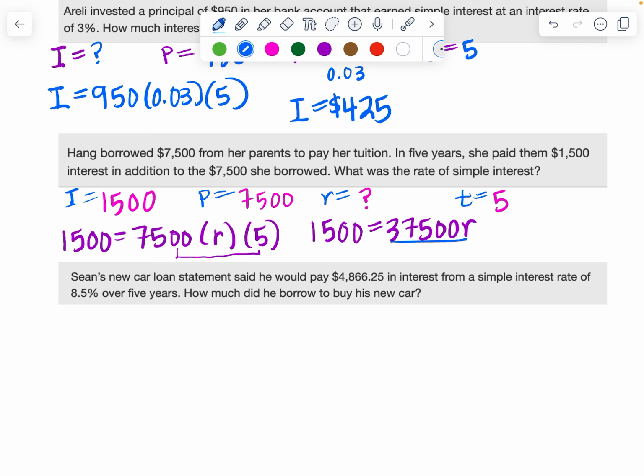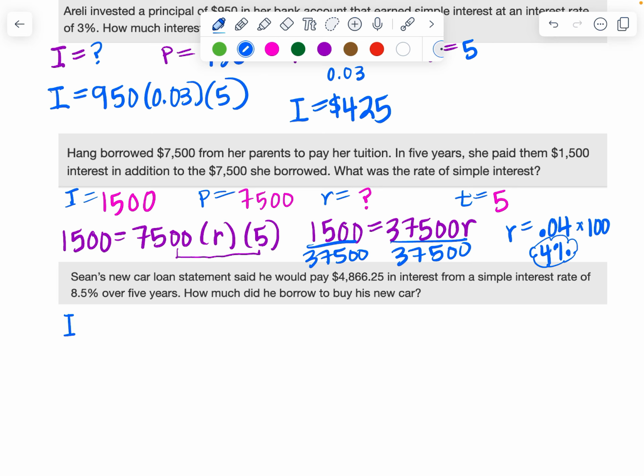So to finish this off and get R by itself, we'll divide both sides by 37,500. And we would get that our rate is 0.04. But we want that as a percent. To go from a decimal or from a rate to a percent, we multiply by 100, which means she paid an interest rate of 4%.